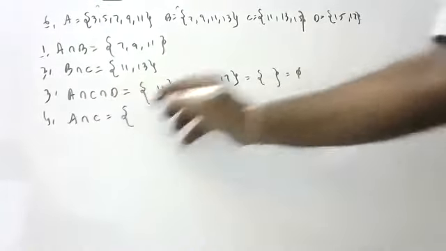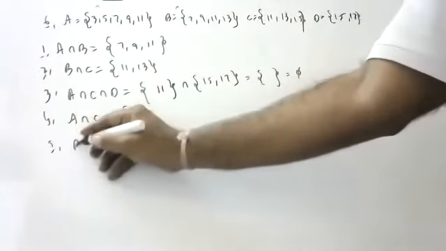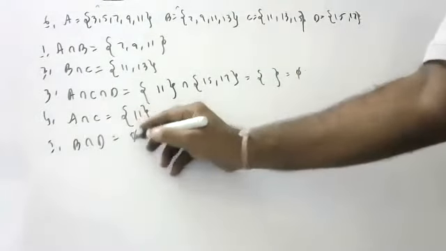Next question. A intersection C, anyone? 11. Next, what is B intersection D? B and D: null set. Okay.